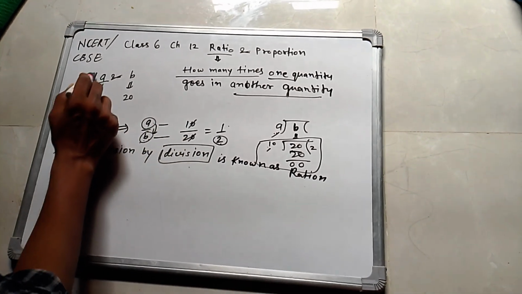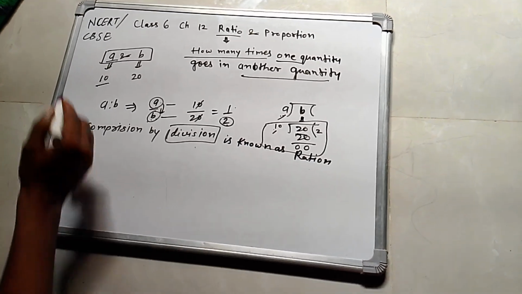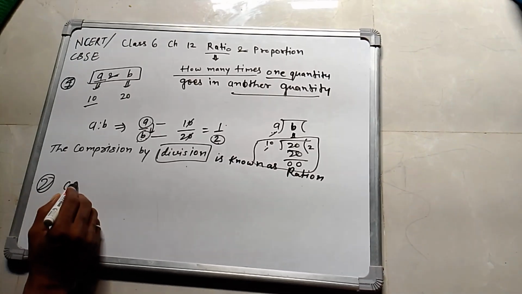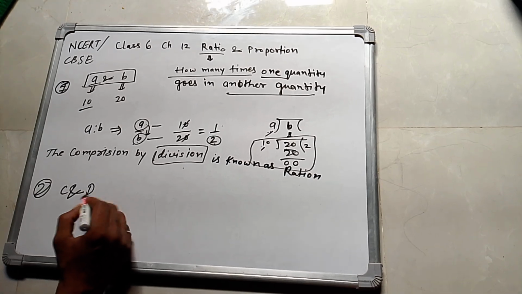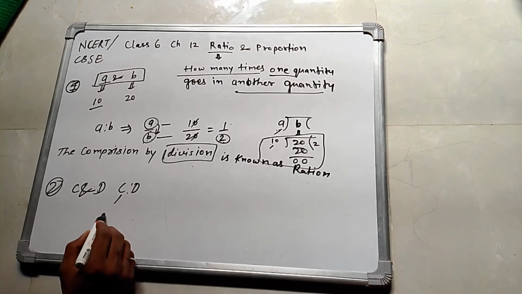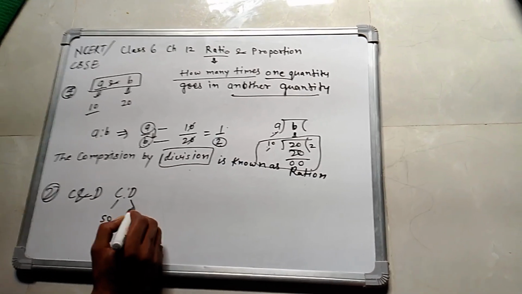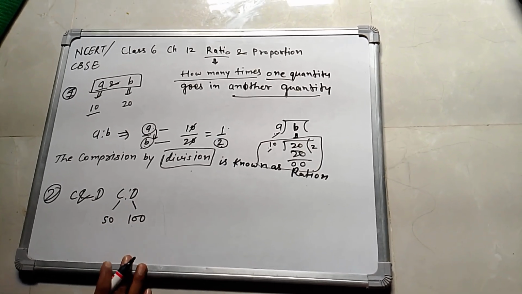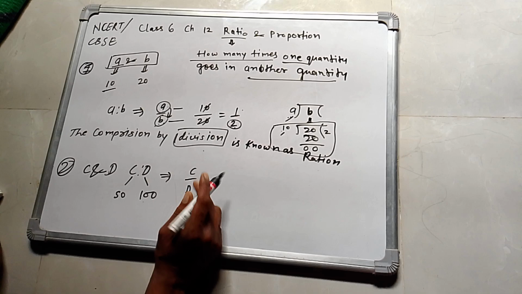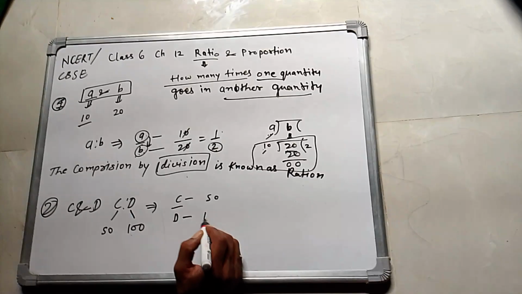This is here one ratio. Suppose you take another ratio. This is the first ratio. Take another ratio, C and D, which can be written as C is to D. If C value is 50 and D value is 100, it can be written as C is to D in the form of fraction.